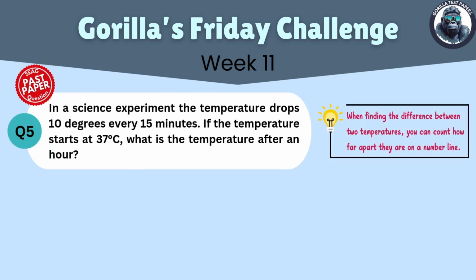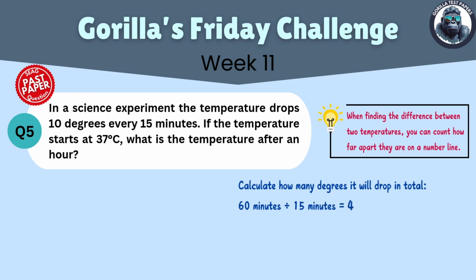In this case, the temperature drops 10 degrees every 15 minutes, and since there are 60 minutes in 1 hour, we need to figure out how many 15-minute intervals fit into 1 hour. We do this by dividing 60 minutes by 15 minutes, which gives us 4 intervals. So therefore, the temperature will drop 10 degrees 4 times. Now let's calculate the total temperature drop. So we do 10 multiplied by 4, which equals 40 degrees Celsius. So therefore, the temperature will drop 40 degrees Celsius in total over the hour.